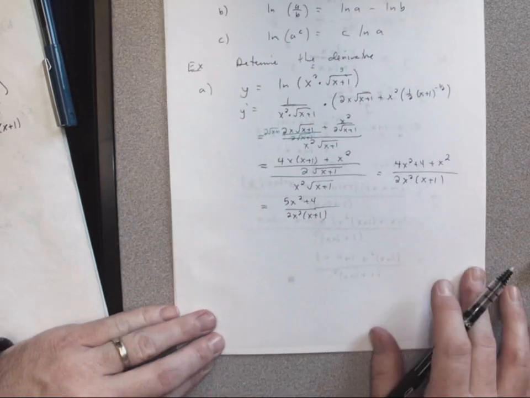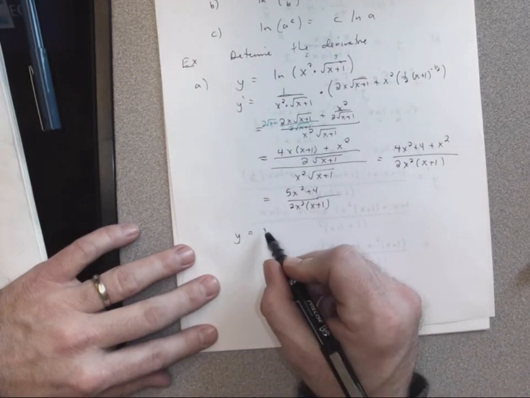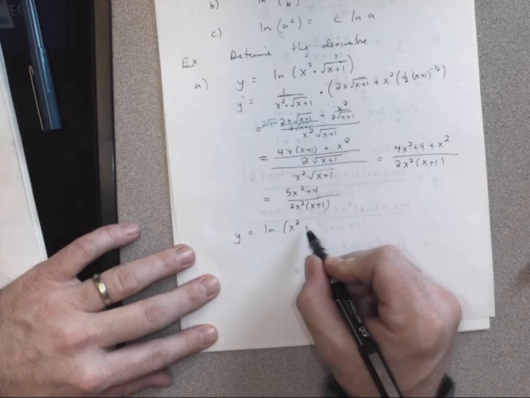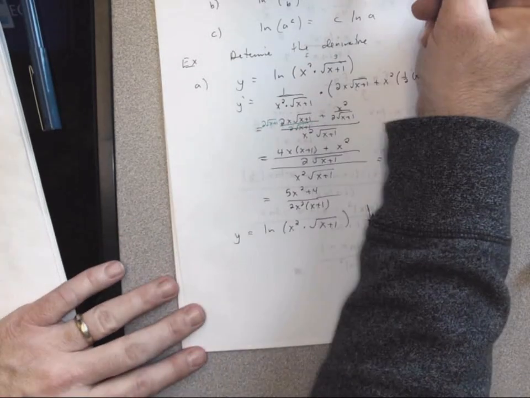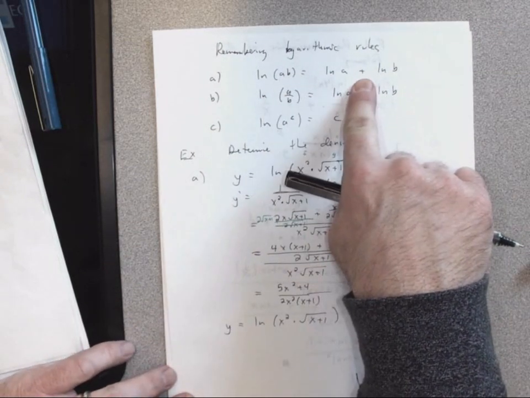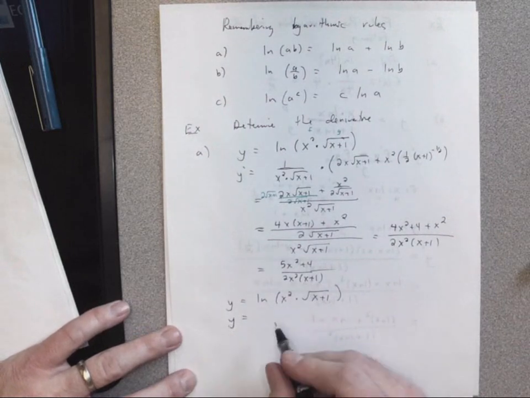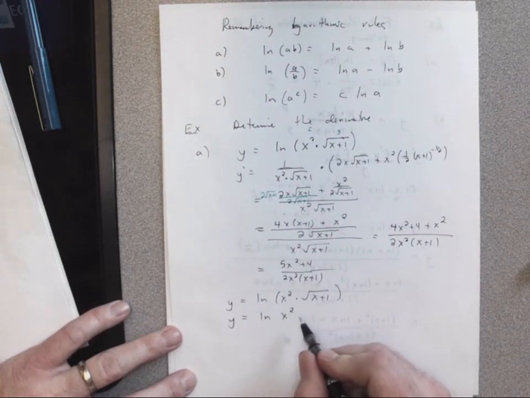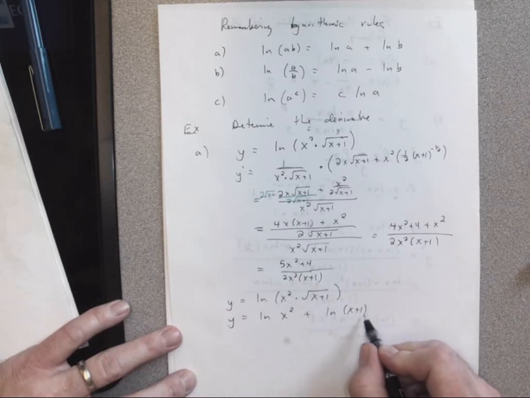Now there's a much better way, and we're going to use that from now on. So starting back again, the natural log of x squared times root x plus 1. Using the very first rule, the natural log of a product is the sum of the logarithms. So I'm going to rewrite y before I take the derivative. This is the natural log of x squared plus the natural log of x plus 1 to the 1/2.